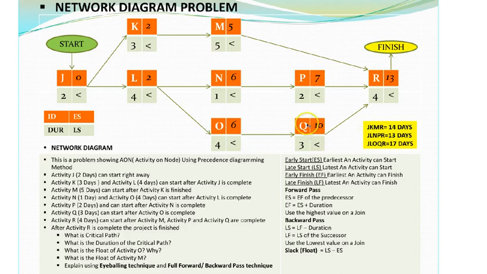Now when it comes to activity Q, what is that dependent on? Activity Q can start only after activity O is complete. So we have O here. For O to complete, it is 4 plus 6 is 10.